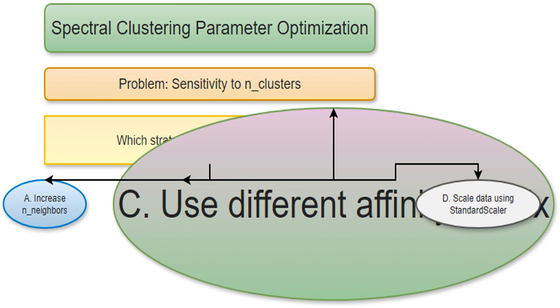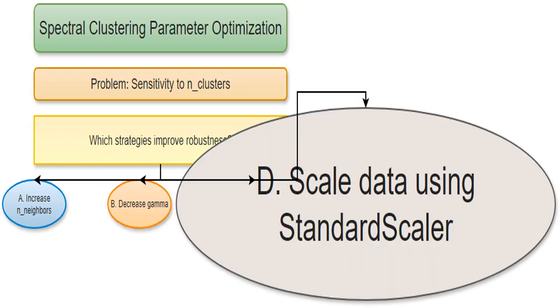For clustering, scaling data using StandardScaler is a crucial step in many machine learning tasks. It ensures features with large scales don't overwhelm calculations. Although beneficial for overall clustering quality, it doesn't directly address the issue of n_clusters sensitivity. It's a good hygiene practice, but not the primary solution here.